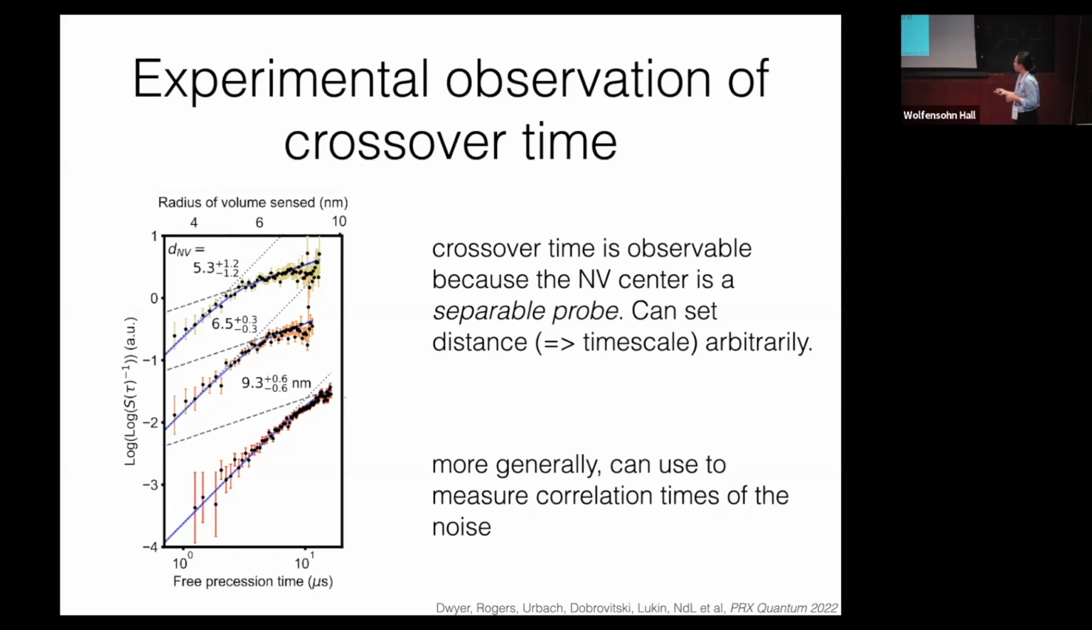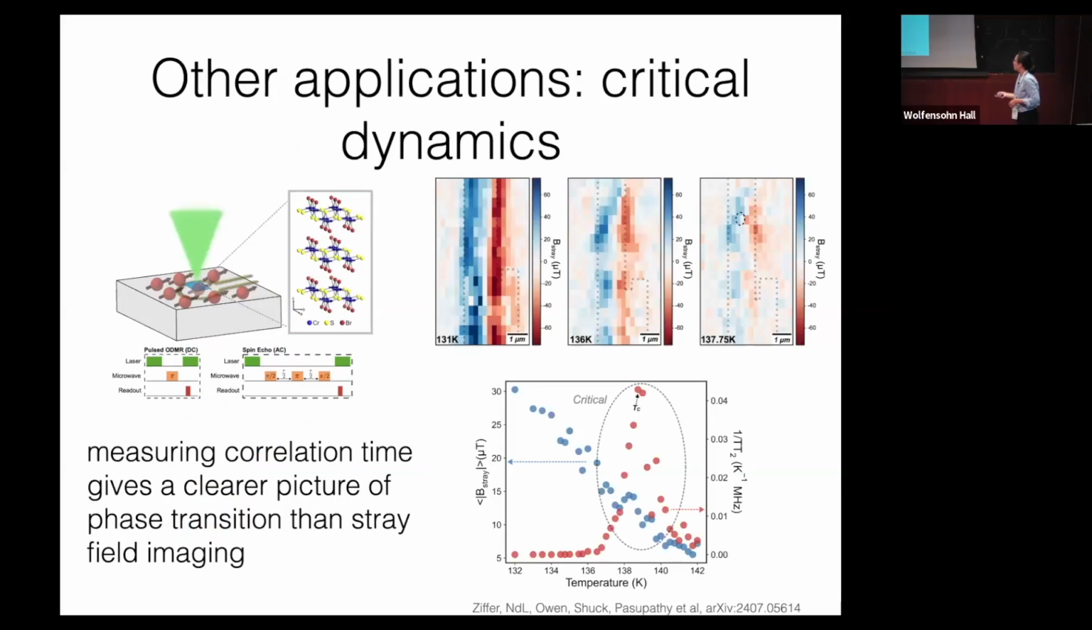But let me just say, more generally, I can always use this trick to measure the correlation time of the noise and the spectral noise density in a very easy way, because this is just a Hahn echo, right? So we have some recent collaborative work with Abe Pasupati's group, led by Mark Ziffer, who's I think a research scientist in his group, with Jim Shuck and others over at Columbia.